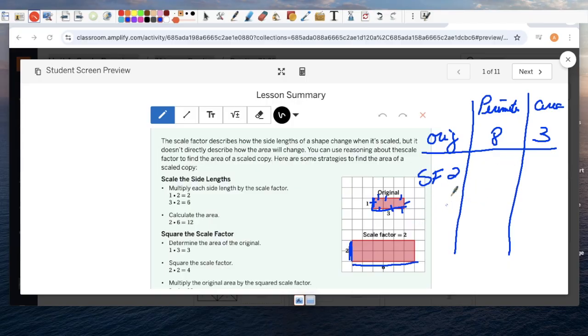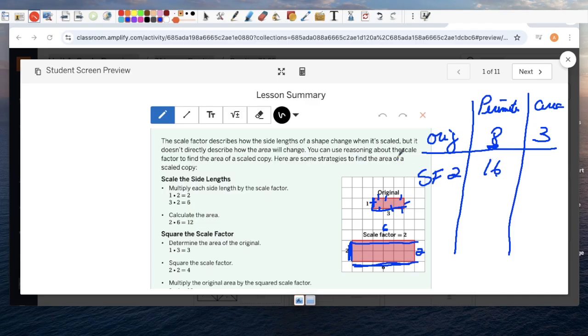Now let's take one step further and find the perimeter. It would be 2 plus 6 plus another 2 here and plus another 6. 6 and 6 is 12, 14, 16. Or, if you look at the 8, you could have said, hey, the original perimeter of the figure was 8. The scale factor is 2, so 8 times 2 is 16.